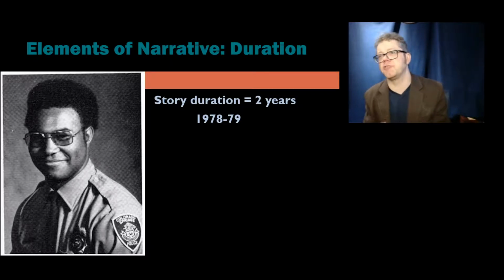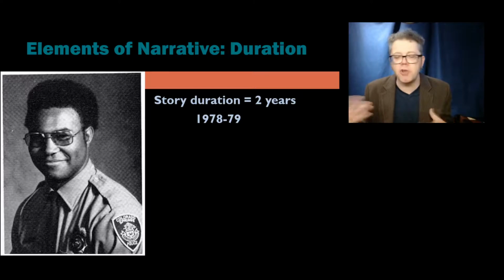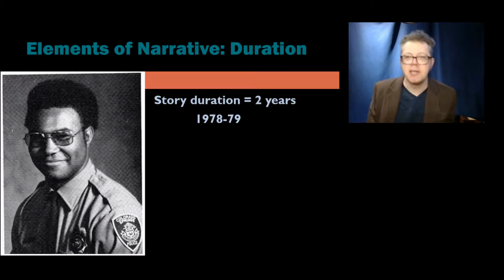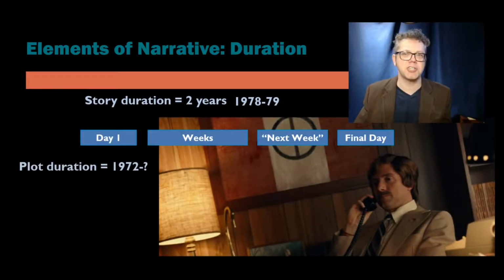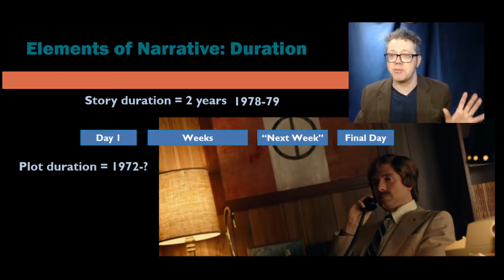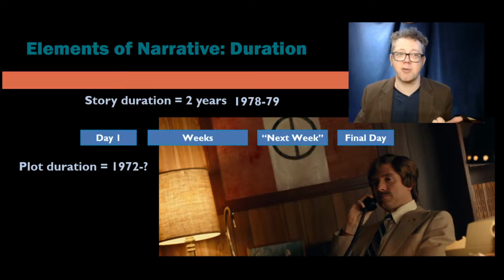Elements of narrative, duration. Well, people say, oh, it wasn't like it really was in real life. Well, if they didn't film the entire thing and show you all the footage, then it's nowhere near like it would be in real life. The story duration is ostensibly 2 years here, that the investigation was 1978 to 1979. Okay. Plot duration of the film, which says it takes place in 1972, like right off the bat, this isn't true, right? We get Stallworth's first day, we get a bunch of weeks, we get the next week, we get the final day. These are all moments within the film.